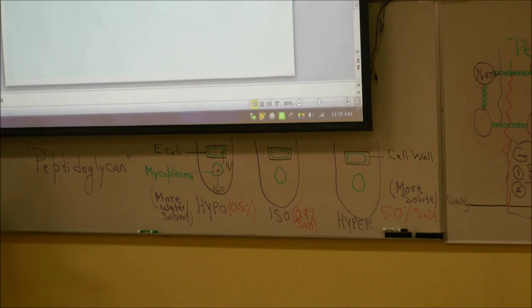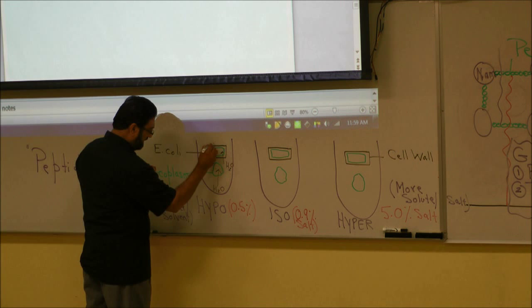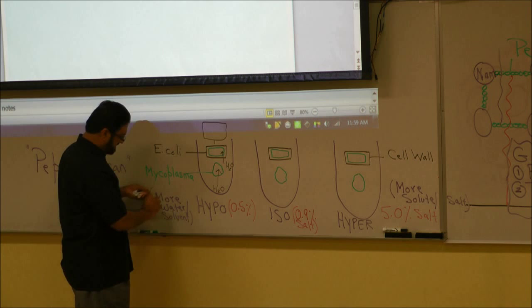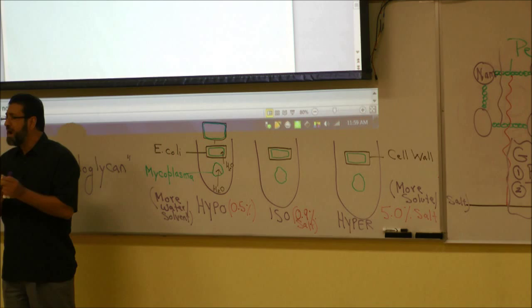Let's use the proper terminology. What happened to what cell? This bacterium will rupture or no? Yeah. It's going to swell up. Its cell membrane will be pushed right next to the cell wall. But it will not rupture like that. And this is called plasmoptysis.